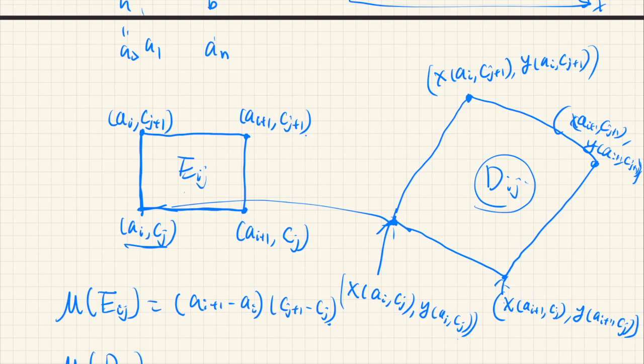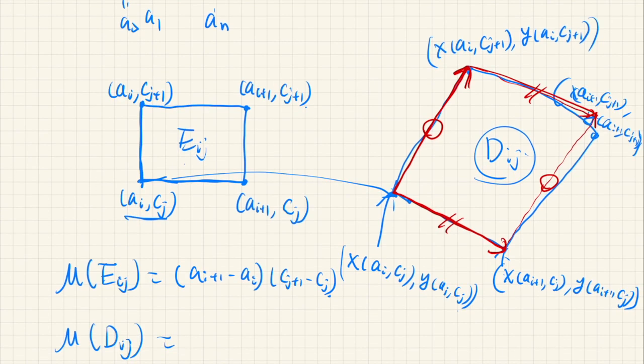First we consider this parallelogram connecting these points. This and this are two vectors, and we make a parallelogram using these two vectors. This and this are parallel, and this vector and this vector are parallel. So we approximate the area of DIJ by the area of this parallelogram.